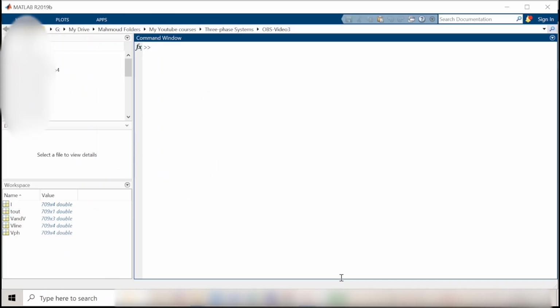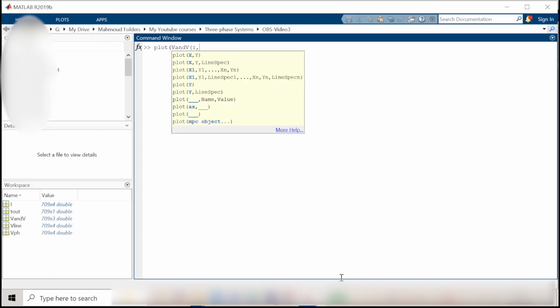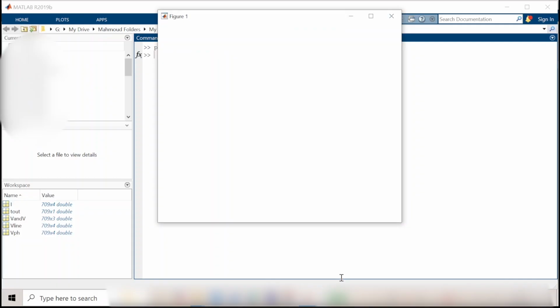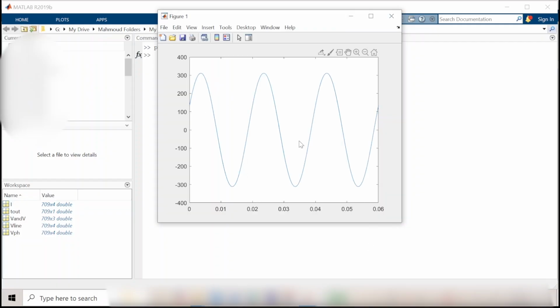So let us plot this waveform. I'm going to write plot VMV all in 1, VMV of all in 2. So 1 is time, 2 is the phase voltage. So we are going to have here the waveform, which is a phase voltage, and these are the y-axis and x-axis function of time.